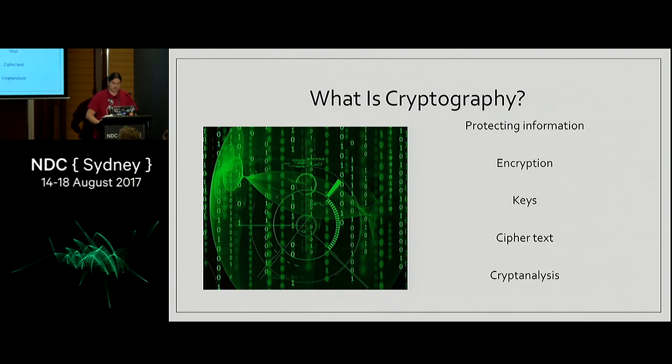Okay, so what is cryptography then? Generally, cryptography is about protecting information. You have a piece of plain text, you encrypt it with some secret encryption keys, and you get ciphertext out the back. So that's what we all commonly think of as cryptography.